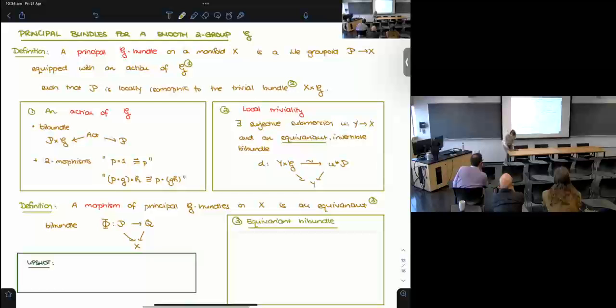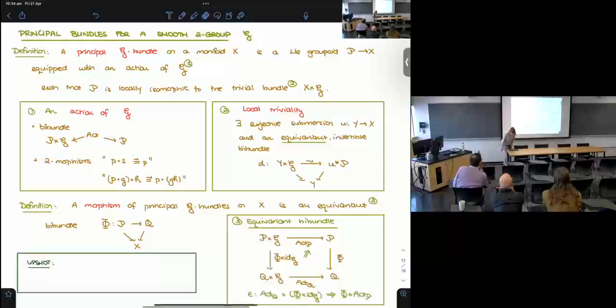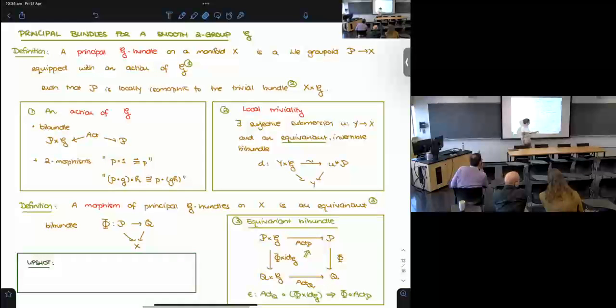Okay, so what's an equivariant bibundle? It's phi from P to Q together with a two morphism that makes this diagram commute. So if I start on P times G, I can first act on P and then apply phi to end up in Q, or I can apply phi and then act on Q. And so we have a two morphism, which we call epsilon, which is a natural transformation between those two bibundles.